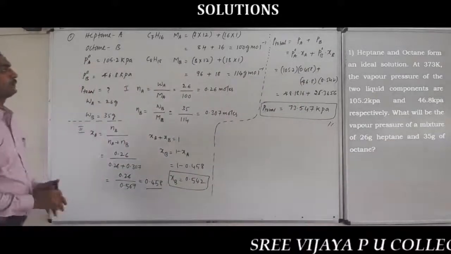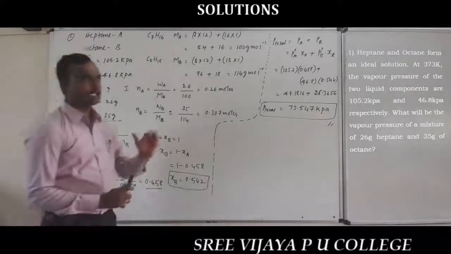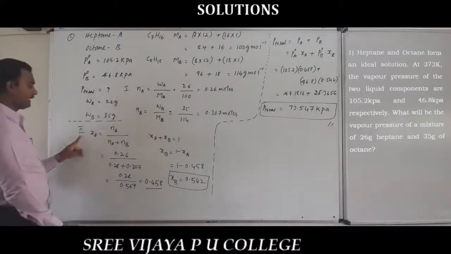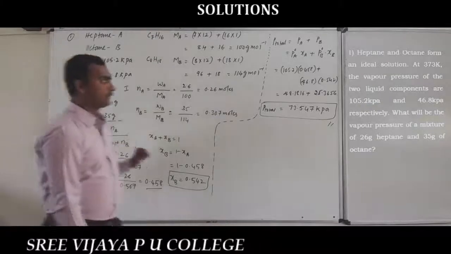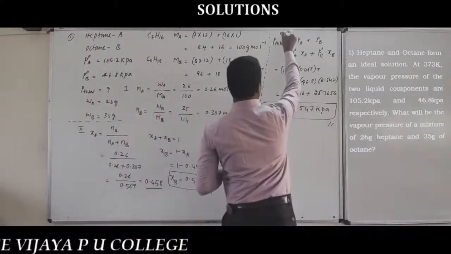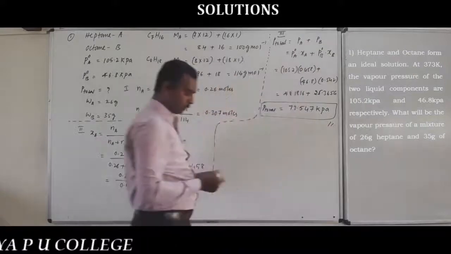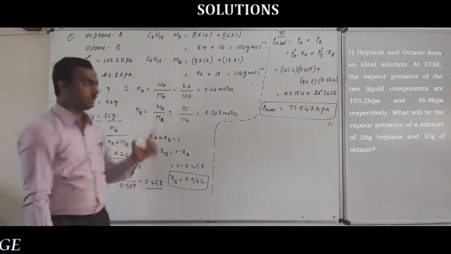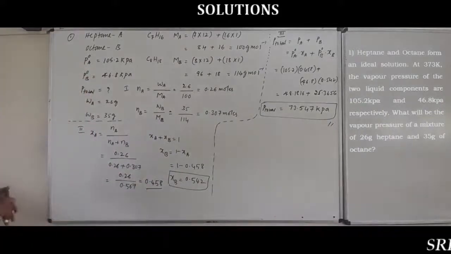So that's about the problem. It seems a little lengthy. So what do we do in the first step? First we have to calculate number of moles, then you can calculate mole fraction, and in the third step, the final step, that is P total, the total vapor pressure of the mixture. So that's about problem number 1.